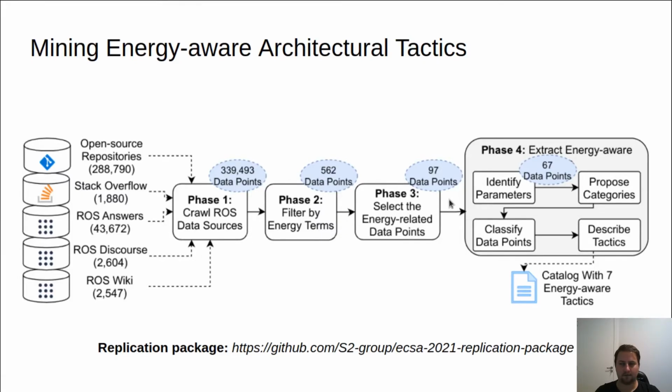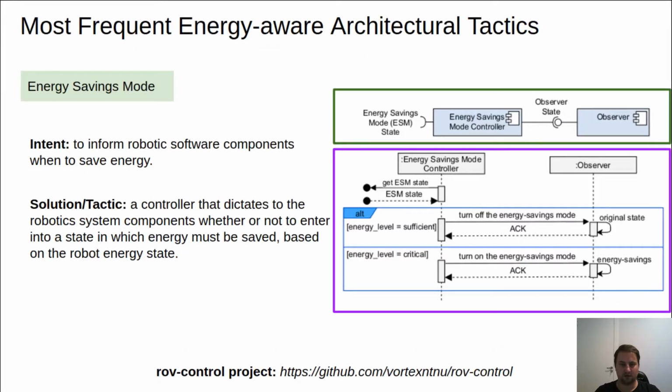Now let's discuss a bit the result, from where we highlight the 2 most frequent architectural tactics that we identify. We call the first one energy savings mode. This tactic intends to make the system components aware of energy saving needs when the robot's energy level is low or critical. For that, some projects implement a controller that constantly gets the robot energy state and based on preset thresholds turns the energy saving mode on or off.